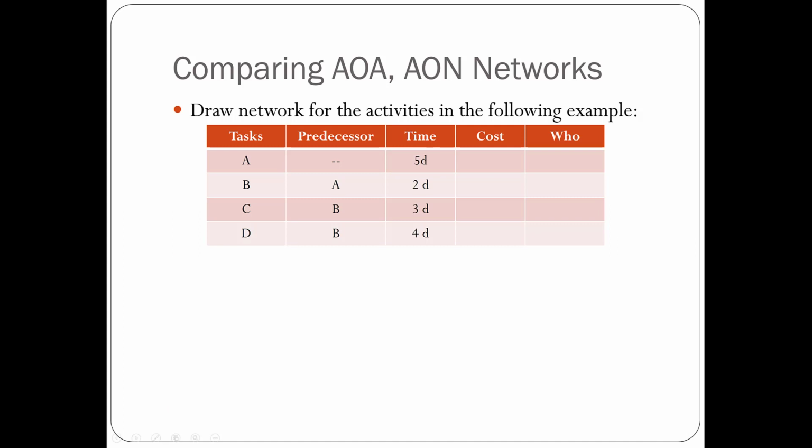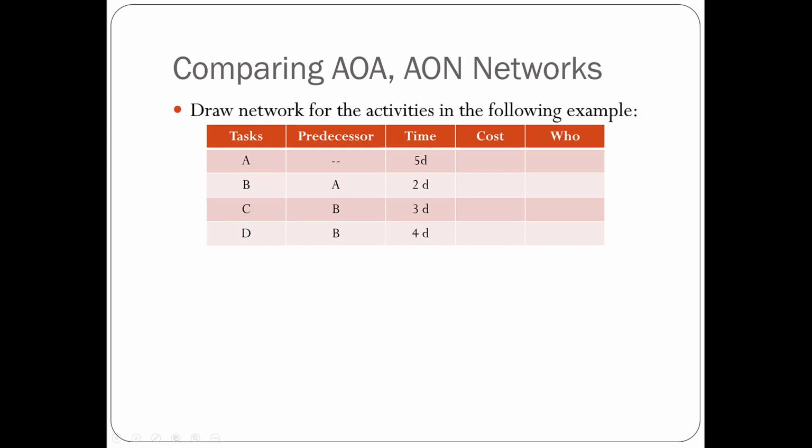And if we look at another example here, we have one more task, so A, B, C, D, and again, A is the starting task. We can tell that by looking at the predecessor column. A does not have any predecessors, so that means A is the very first task to complete when the project starts. And A is the predecessor of B, so B would be the activity that follows A.